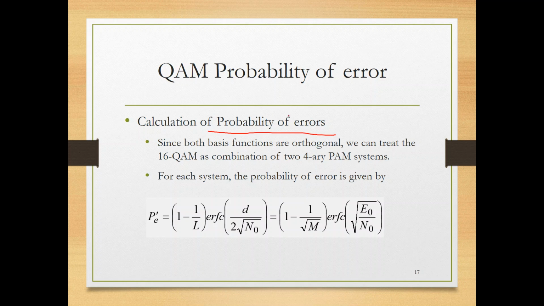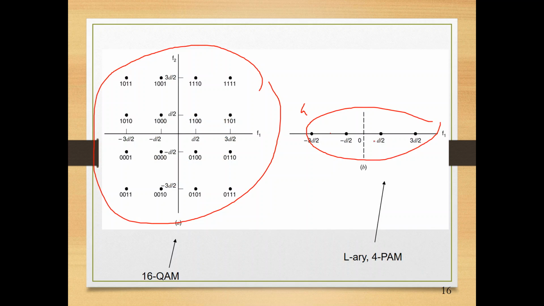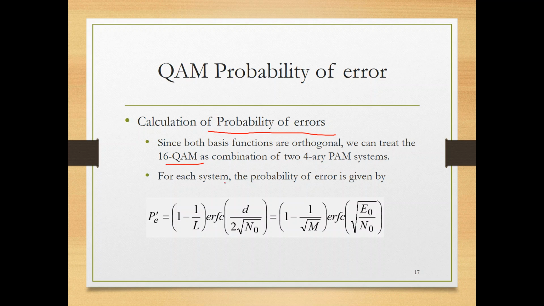Now, to calculate the probability of error for a QAM, we can consider the fact that 16 QAM is a combination of two 4-ary pulse amplitude modulations, like I said here. Each point here is actually coming from two one-dimensional 4-ary pulse amplitude modulations. One vertical, one horizontal. Doesn't matter vertical or horizontal, at the end of the day it gives the same. So for each system, 4-ary pulse amplitude modulation, you can find the error probability.